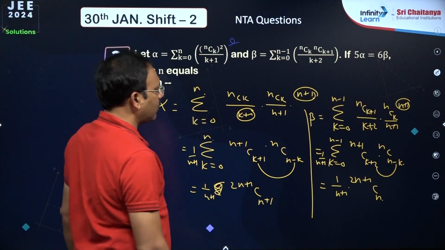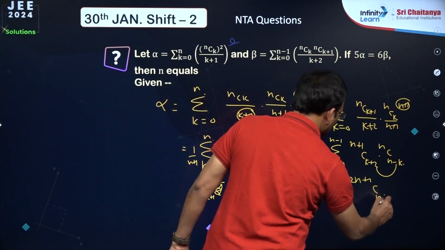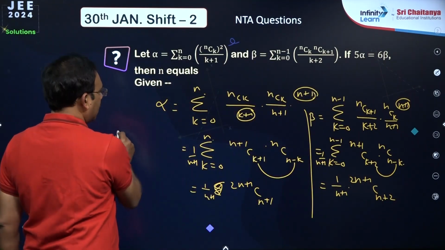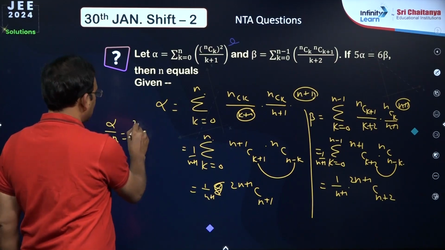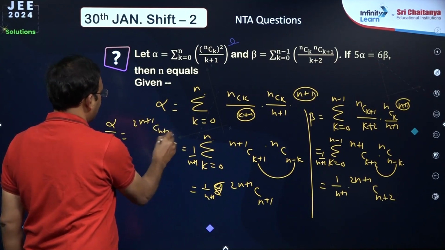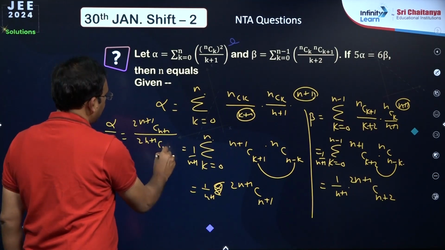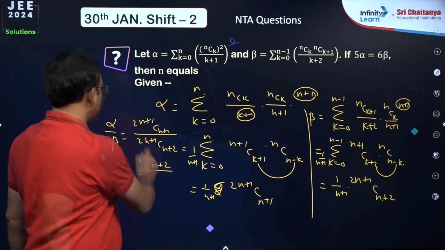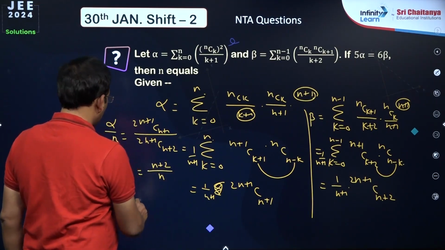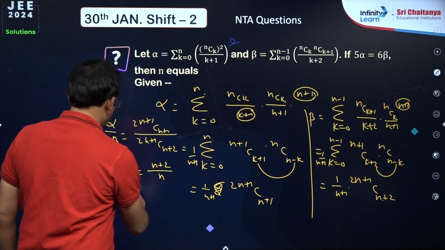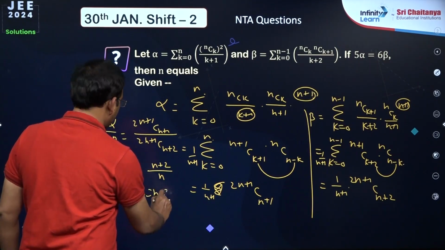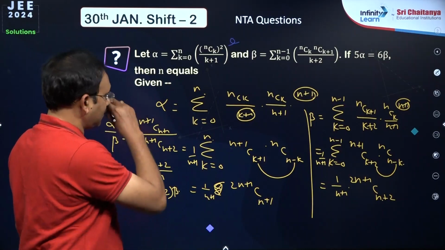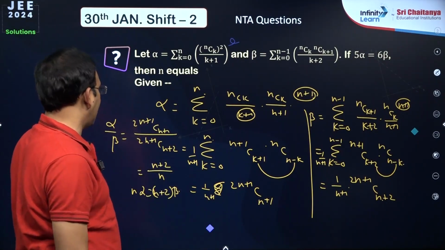C, this is going to be, k gets cancelled, means this is going to be n plus 2, my dear friends. So alpha by beta, if you take alpha by beta, you are going to get 2n plus 1 C n plus 1 by 2n plus 1 C n plus 2. So n plus 2 by this minus this is going to be n. So you are going to get finally n alpha equals n plus 2 into beta, but he has given 5 alpha equals 6 beta, from which you can find the n value, my dear friends.